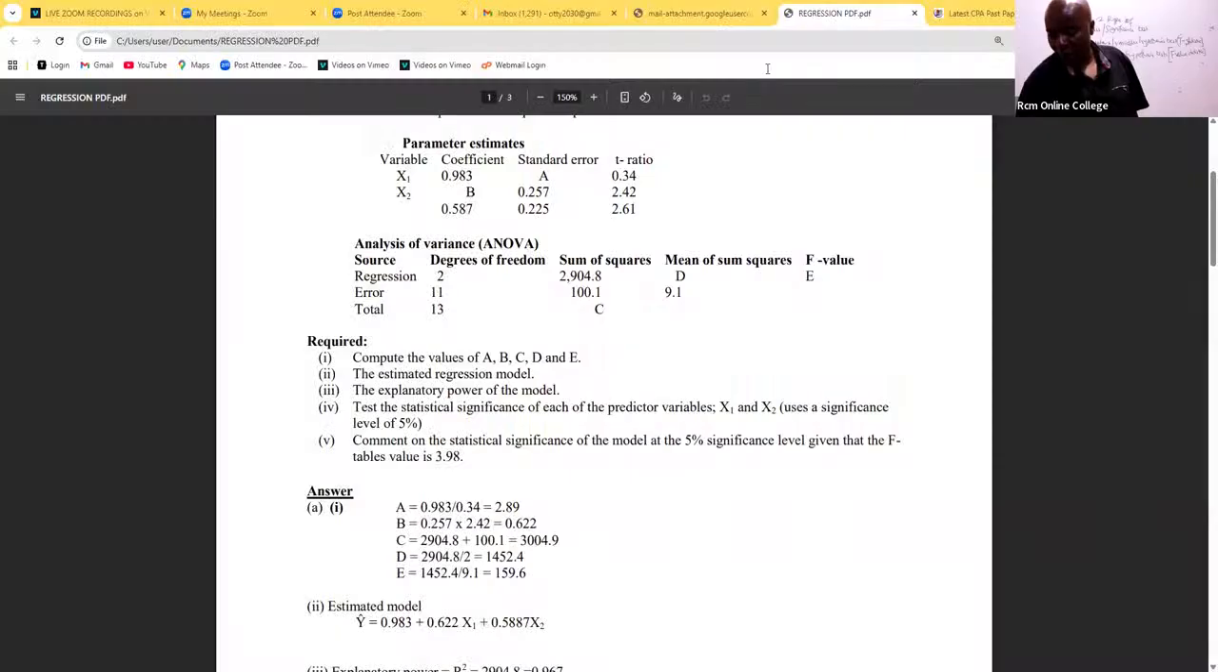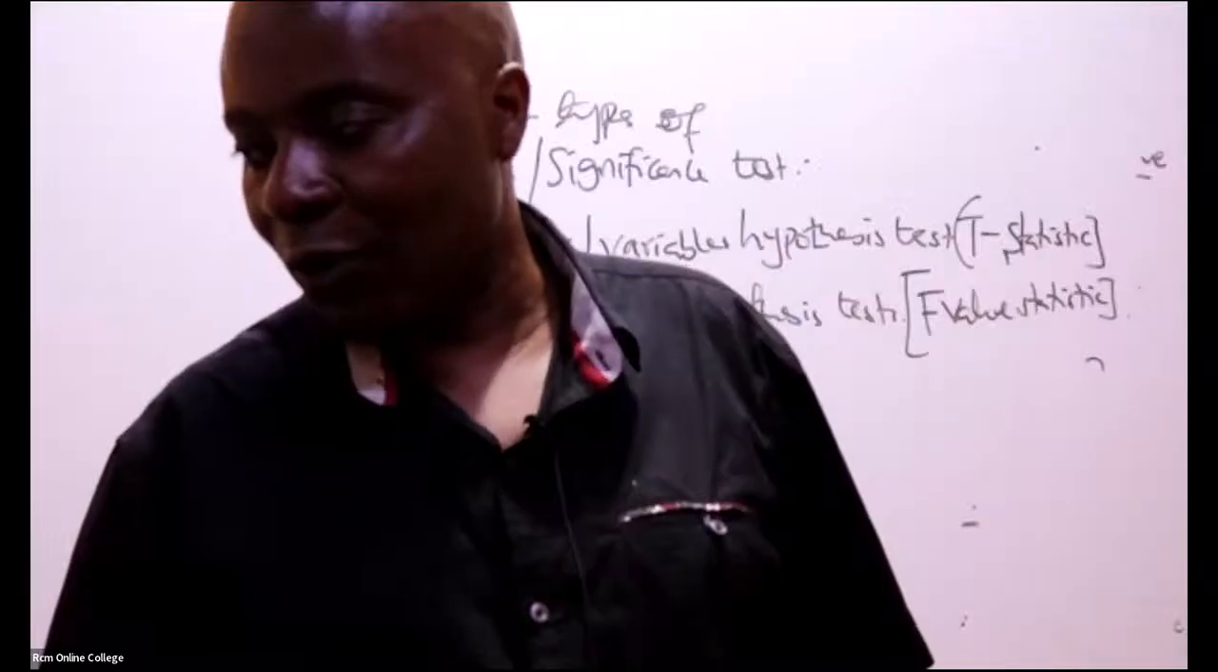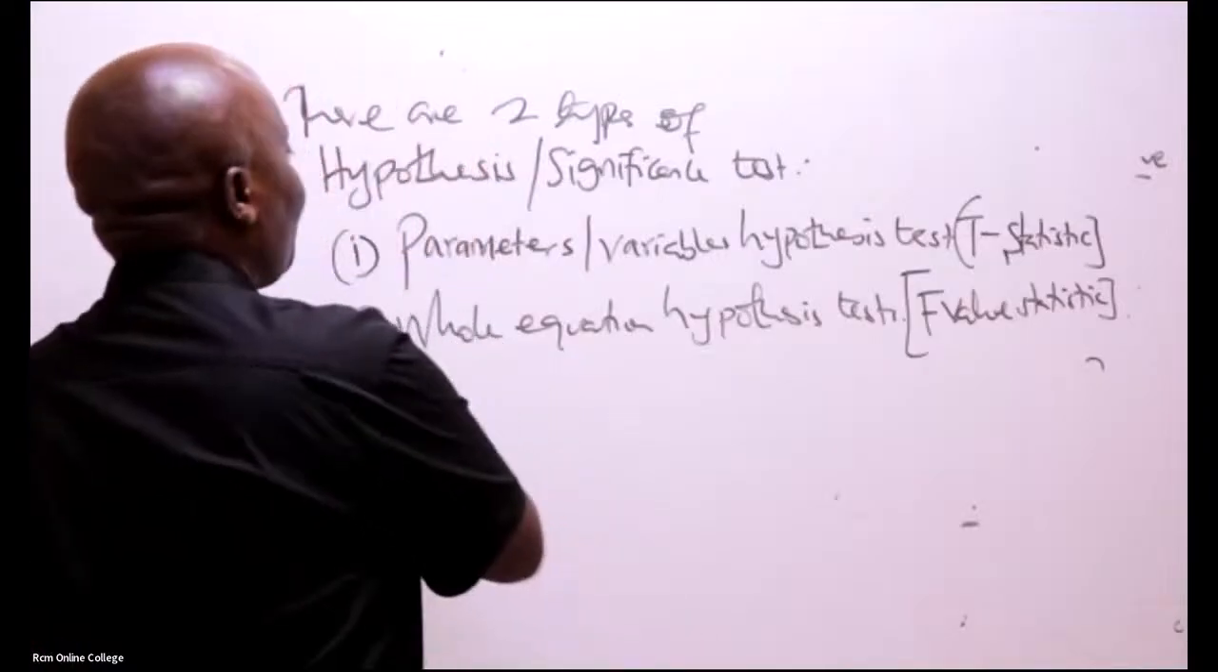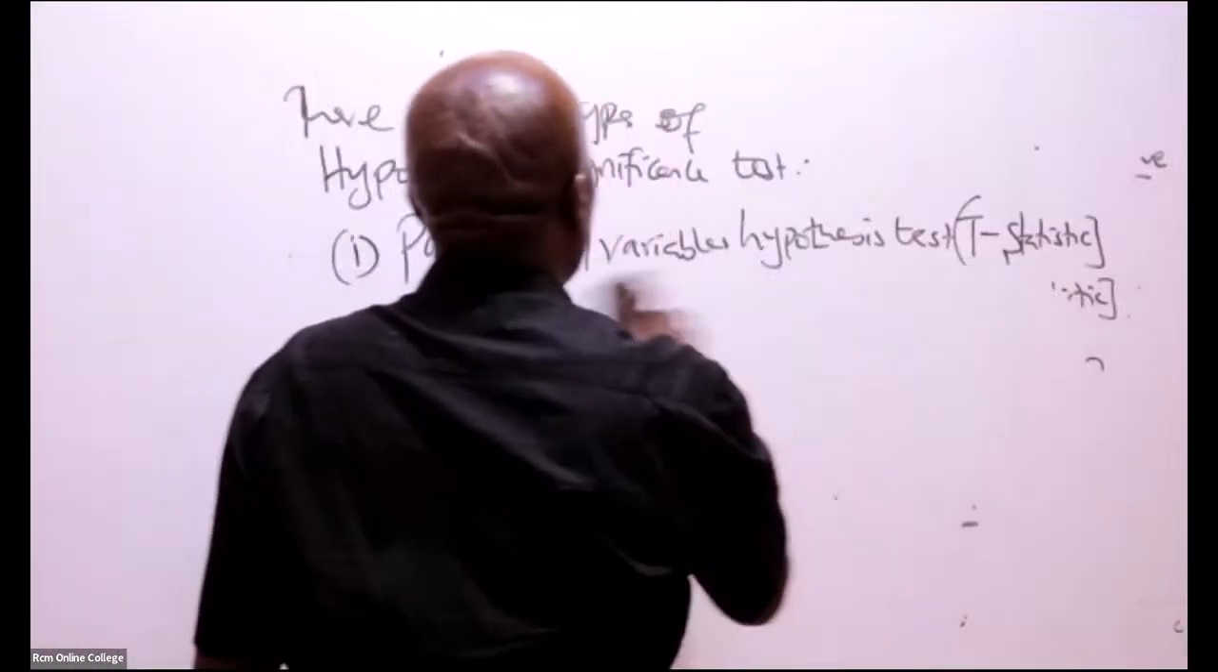If you look at number four, they want me to test the significance of each predictor variable. So they want me to carry out variable significance tests, and they're giving me the level of significance here as 5%. So we start with this Roman 4. Very easy. This is what they want us to do, ladies and gentlemen.